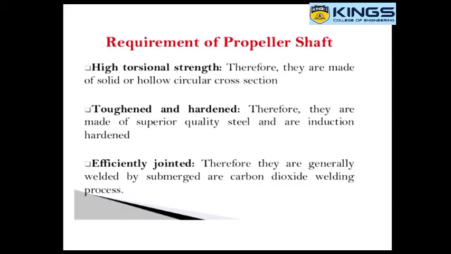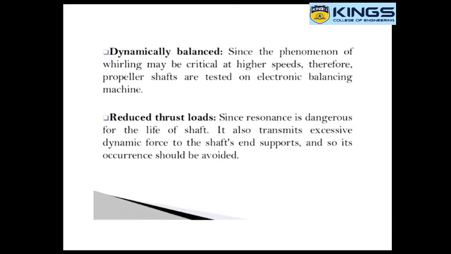The requirements of the propeller shaft: high torsional strength, toughened and hardened. The joints must be very efficient. Generally, submerged arc welding is used. Then dynamic balancing, and reducing the thrust load. Resonance is dangerous for the life of the shaft, since it transmits excessive dynamic force to the shaft and supports, so its occurrence should be avoided.